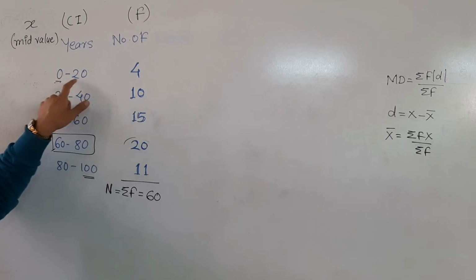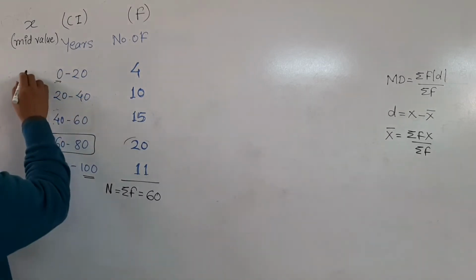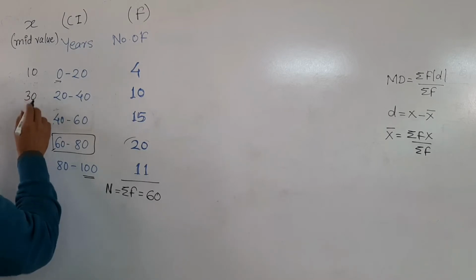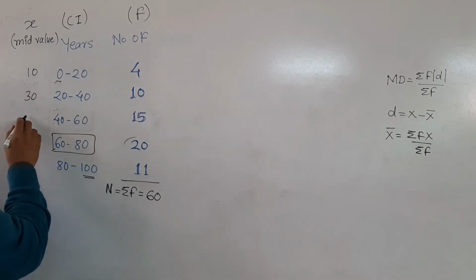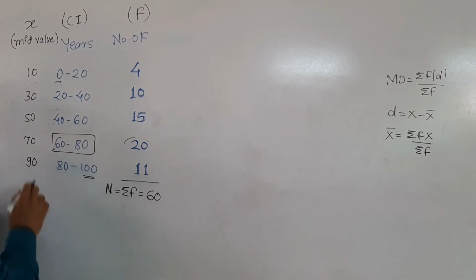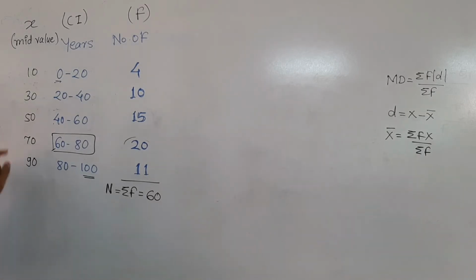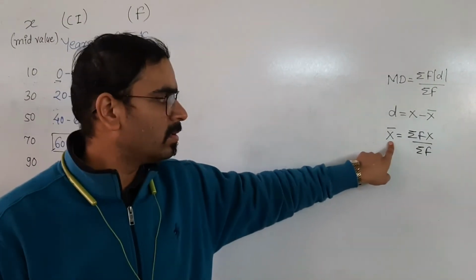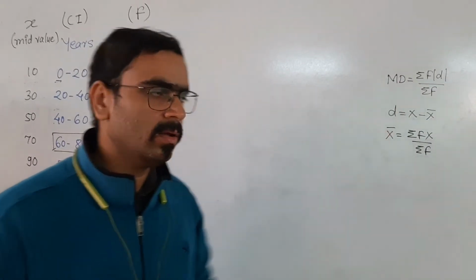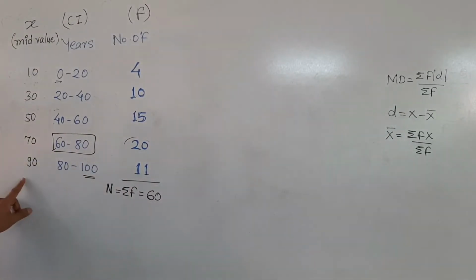Adding these two terms divided by 2 will be the mid value. So first is 10, second is 30, then 50, then 70, and then we get 90. So these are the values of x. Now we have to calculate the x bar, then only we will get the d, and then only we will get the fd. So we have to find x bar. That will be the mean.